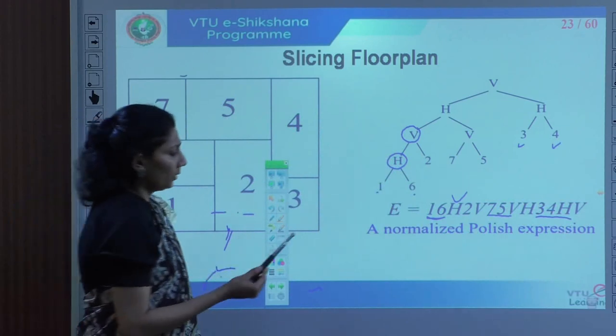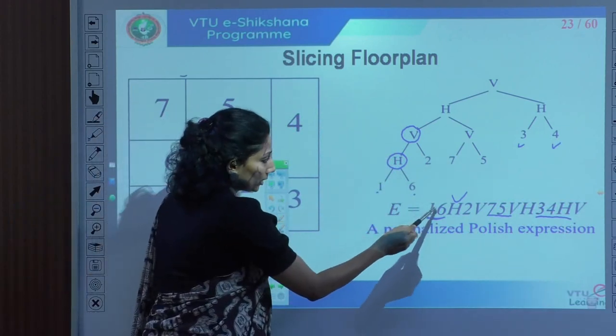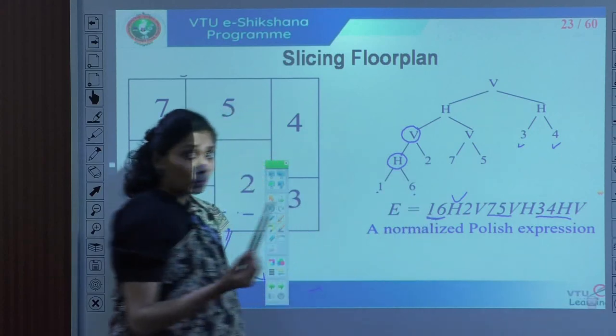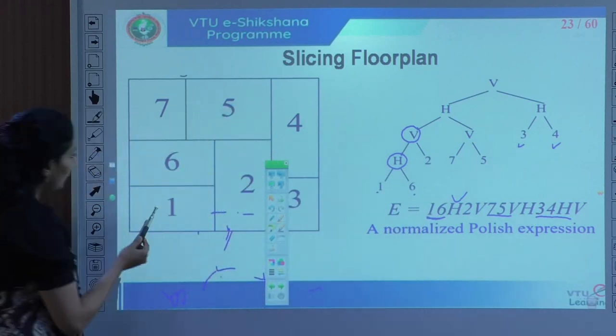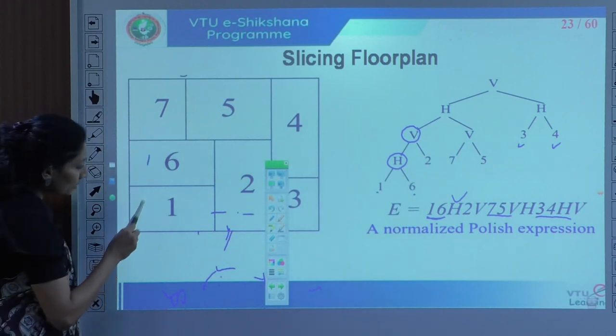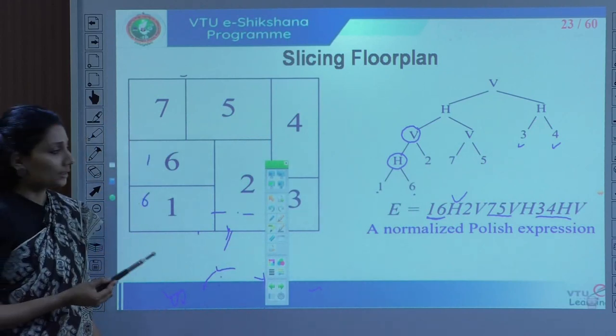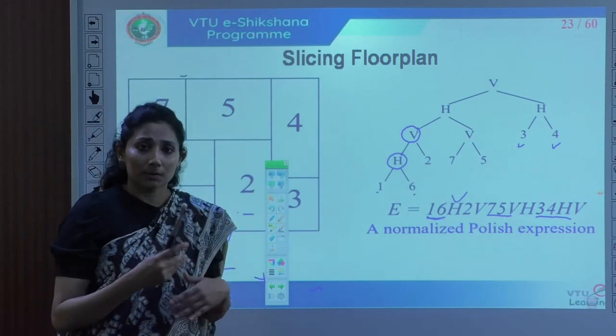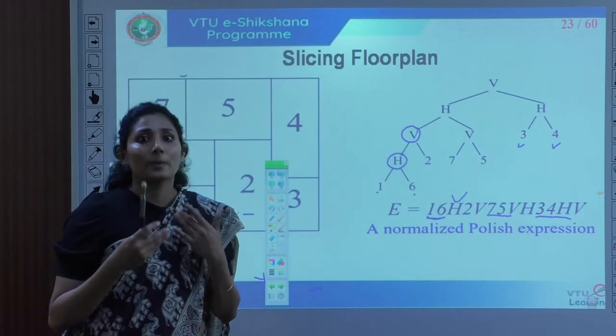Suppose some element in the polish expression changes. Say instead of writing 1 6, I write 6 1. What will happen? In the floor plan, 1 will sit here and 6 will come here. So just by changing the polish expression, I can observe that there is a change in the floor plan as well.